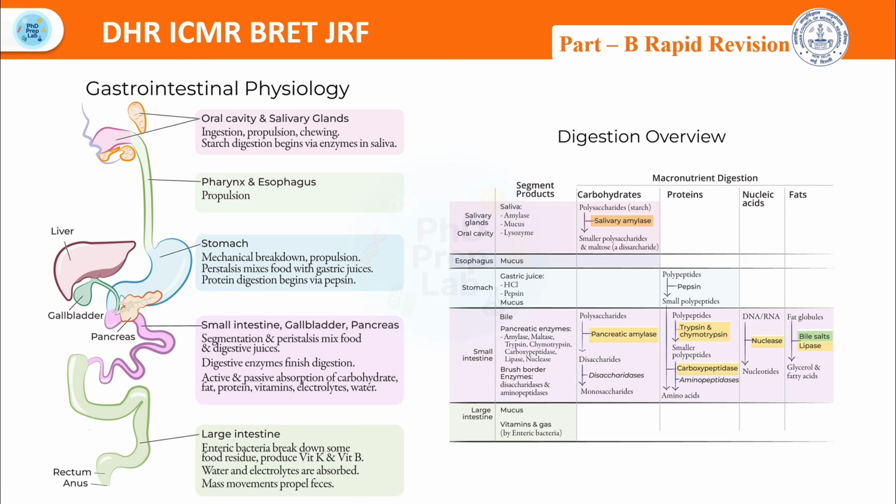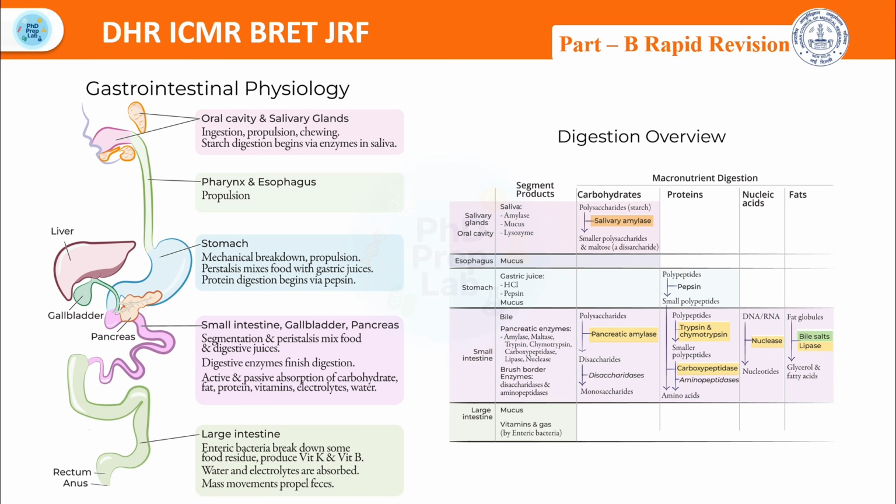Then you have the overview here where we see that the salivary glands secrete amylase, mucus, lysozyme. The esophagus secretes mucus. The stomach will secrete gastric juices which consist of HCl, pepsin and mucus. Then you have the small intestine where, under pancreatic enzymes, there is amylase, maltase, trypsin, chymotrypsin, lipase, nuclease, and then you have the large intestine which secretes mucus, vitamins, and gases, and it has enteric bacteria.